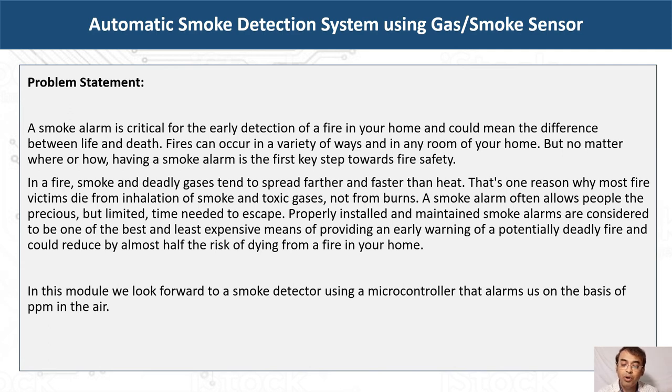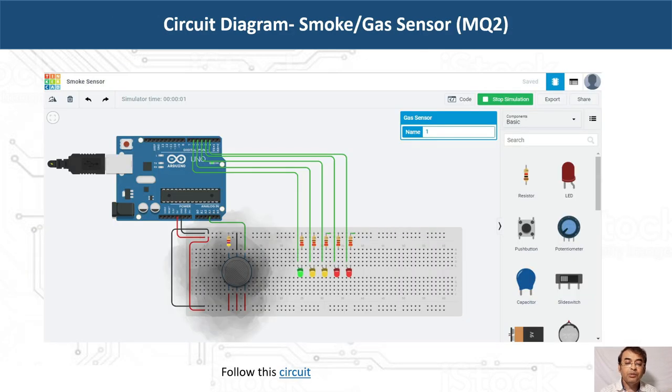In this module, we look at a smoke detector using a microcontroller, that is the Arduino Uno board, that alarms us on the basis of PPM, that is particles per million in the air. Guys, you can see the circuit diagram. This is the Arduino board. This is the gas sensor.